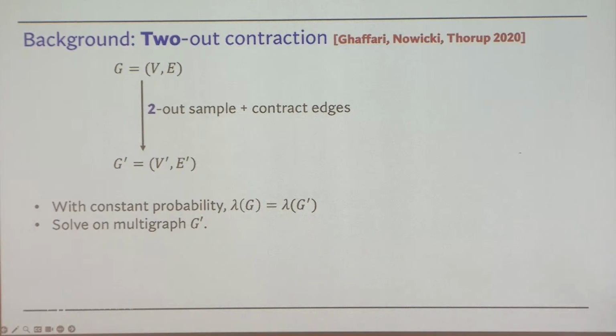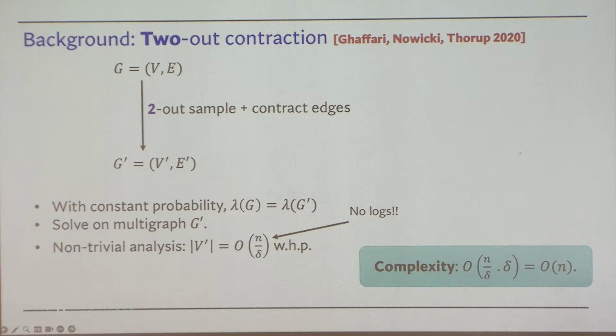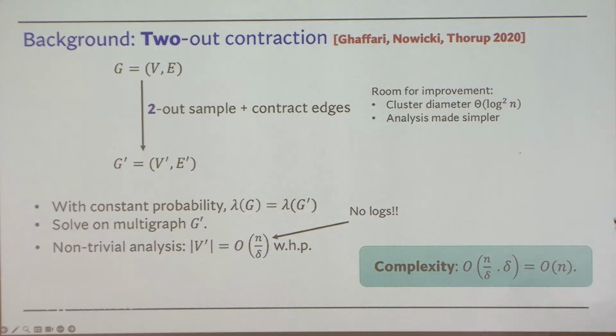So Ghaffari, Mohsen, Christoph, and Mikkel showed that if you do it twice, then you get what you want. You get n over delta vertices. There are no logs over there, and if you have n over delta many vertices, then you pack your trees and get order n complexity. There are some issues with it. Let's say the cluster diameter is actually log squared, which is not a big deal. You can still do distributed computation on it. The analysis is a bit dodgy, in the sense of hard, but this gets the job done.